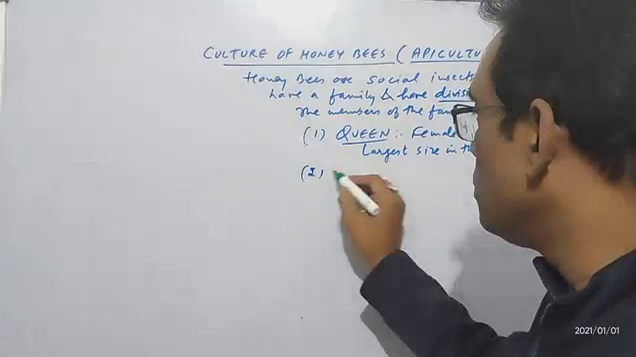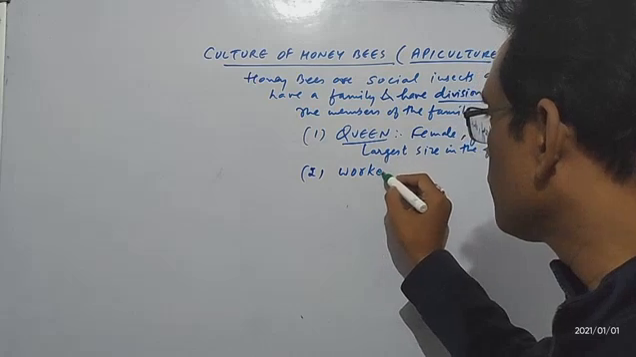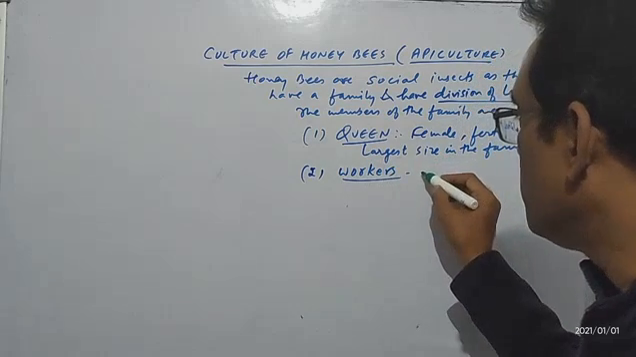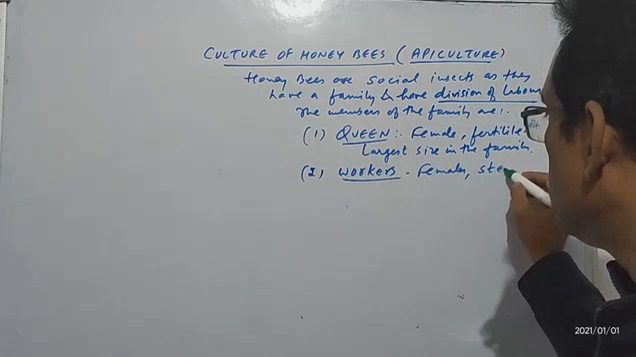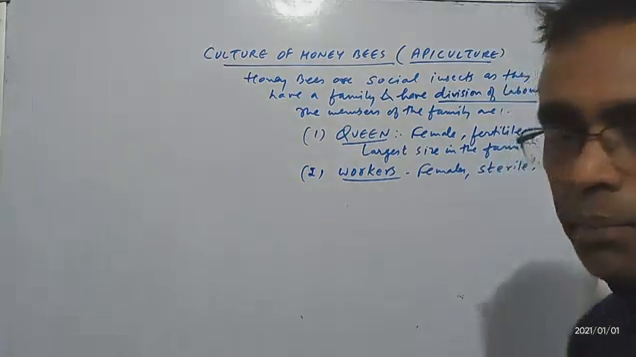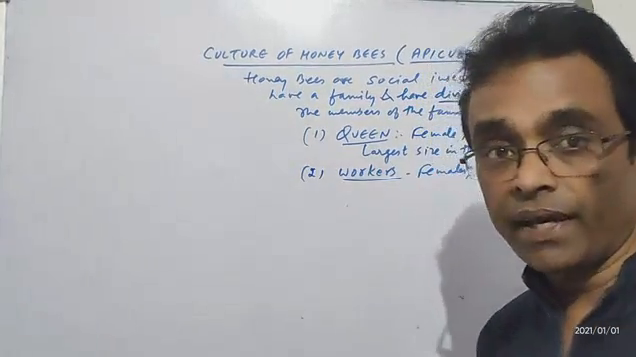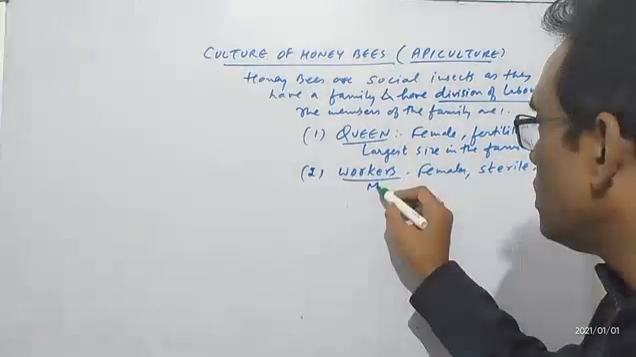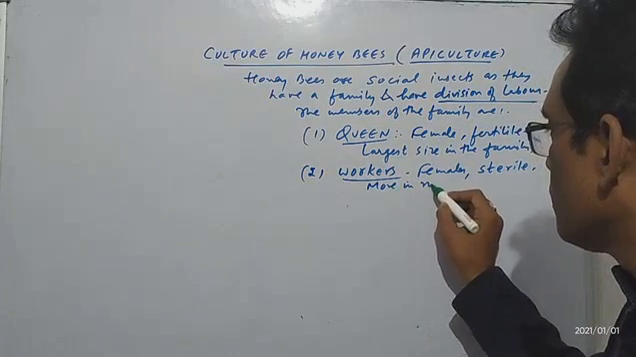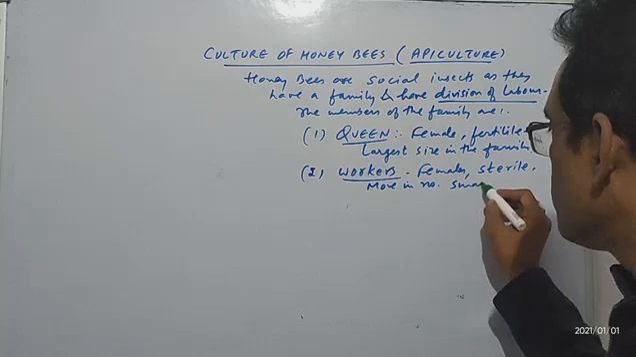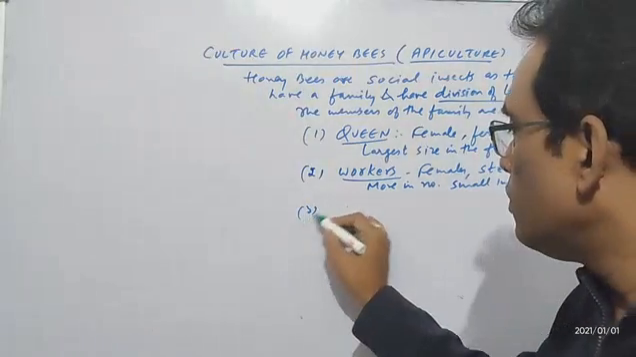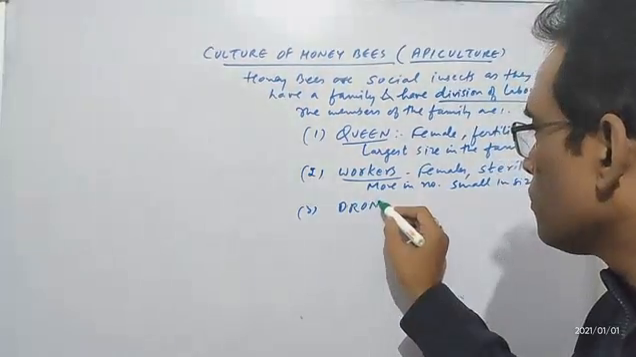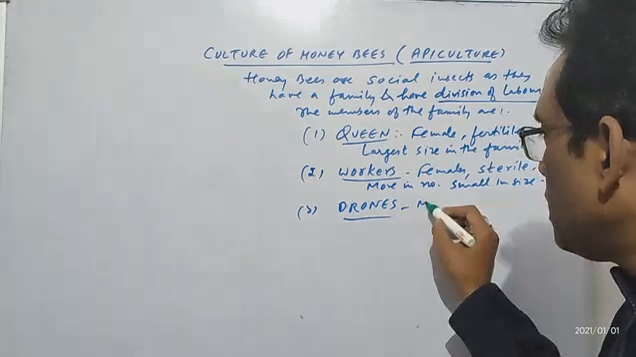The number two are the workers. They are huge in number, but they are also females, but females which are sterile. They don't have the capacity to lay eggs. They cannot do that. They are more in number and they are small in size. And the third one is the drones. These are the male members.